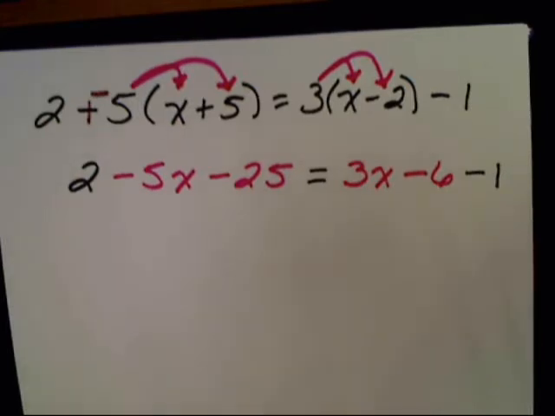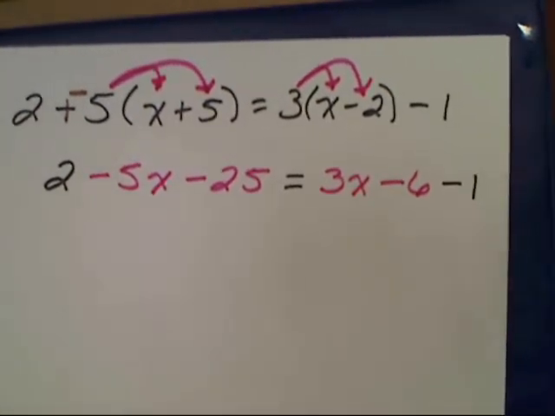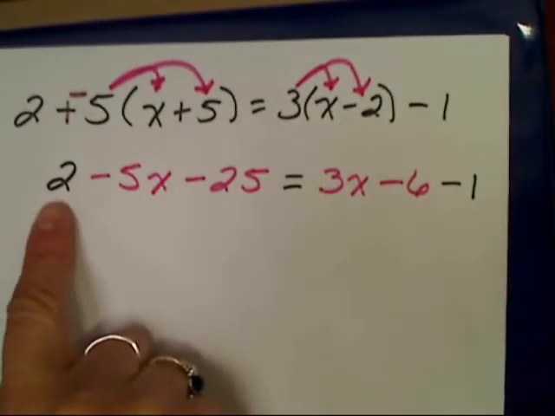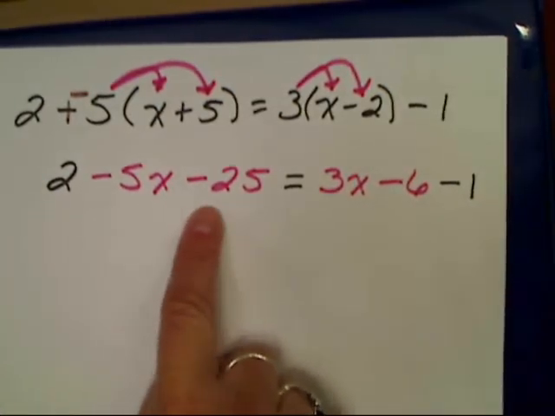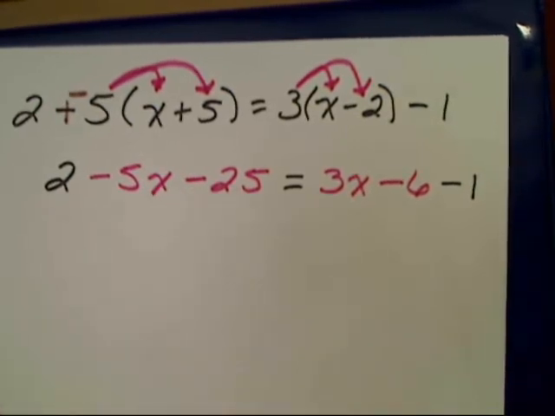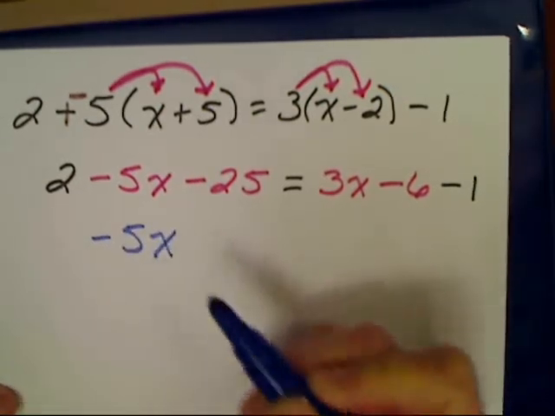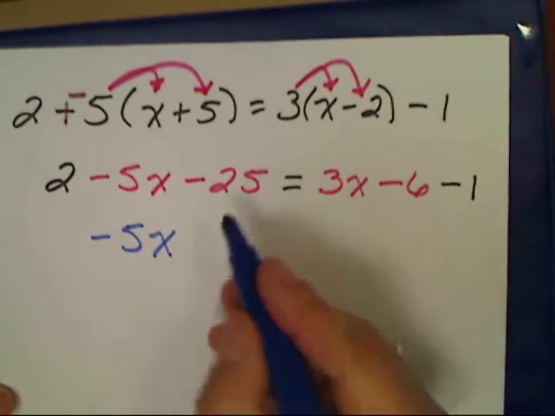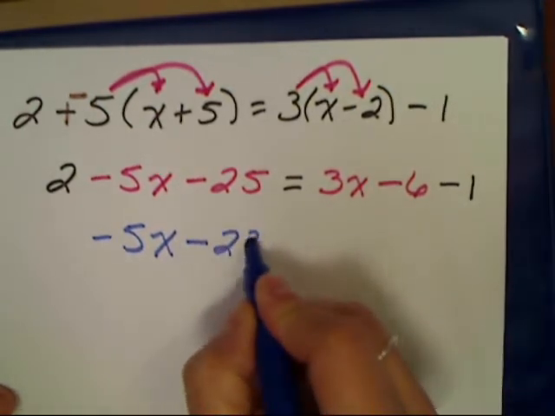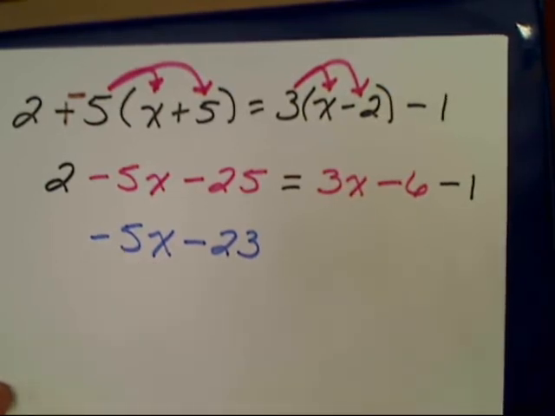Your next step is to clean up your like terms on either side of the equal sign. On the left side, we have like terms. What are they? Yes, the like terms are the 2 and the -25. So I'm taking 2 and I'm subtracting 25 from it. -5x, we like to keep the term with the variable first. 2 minus 25 is -23. Excuse me, I should clarify that. We like to keep the term with the variable first. Doesn't have to be, but we like to do that.